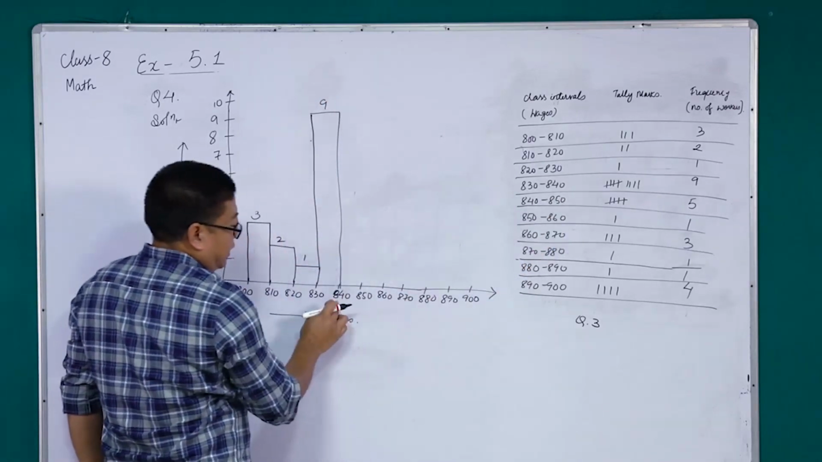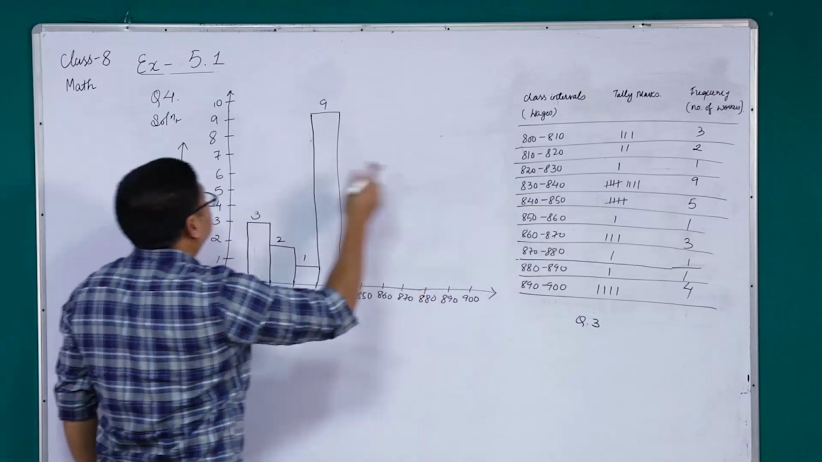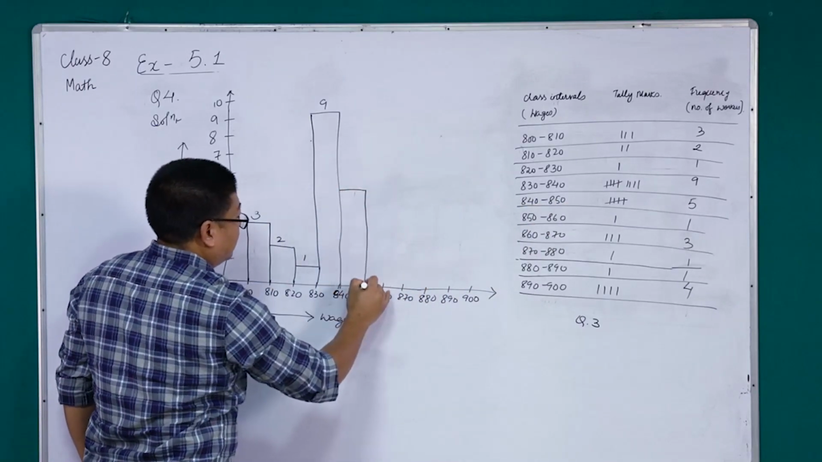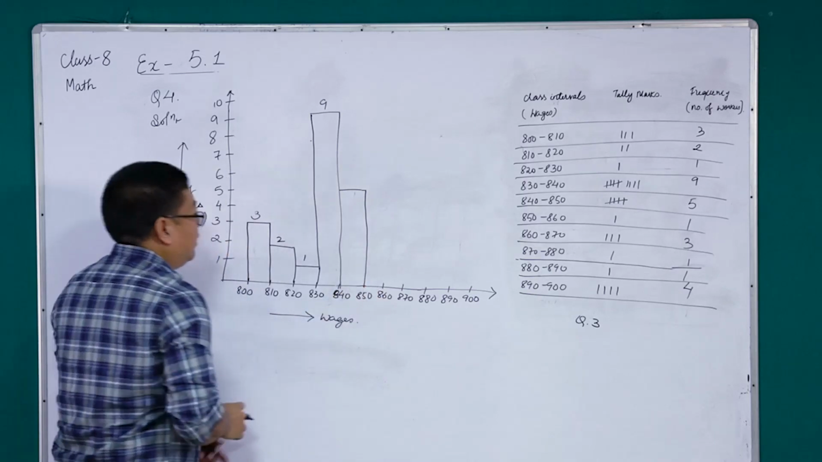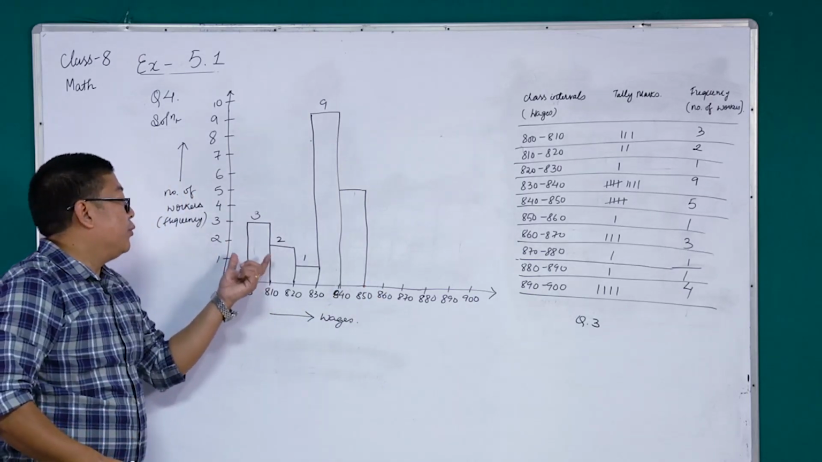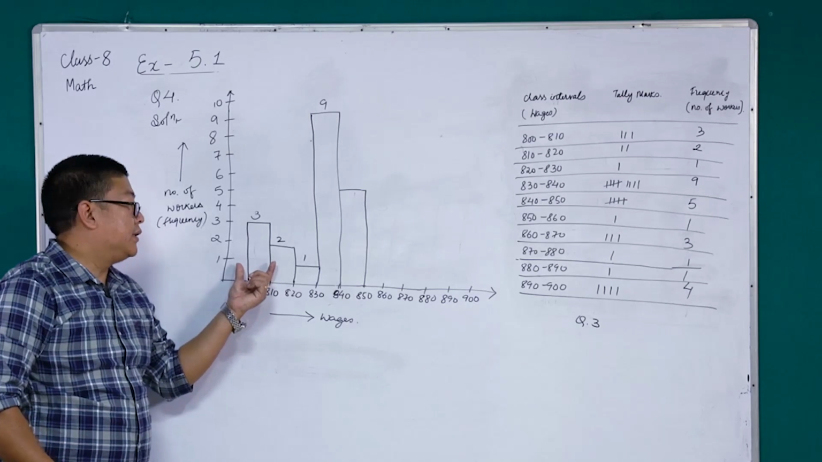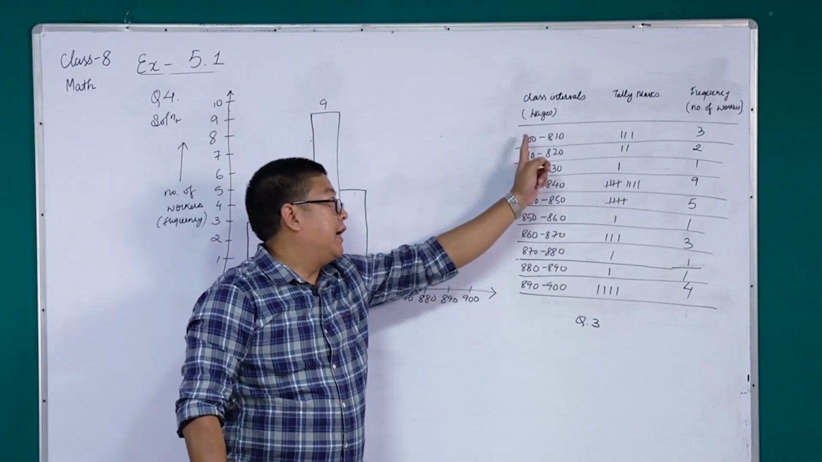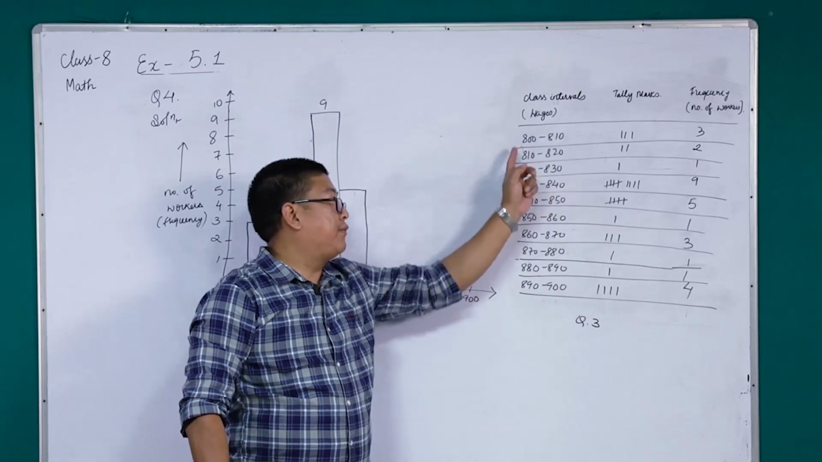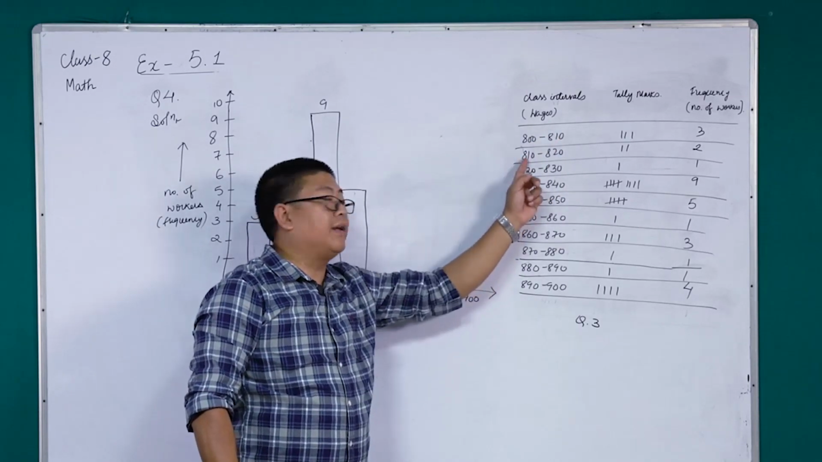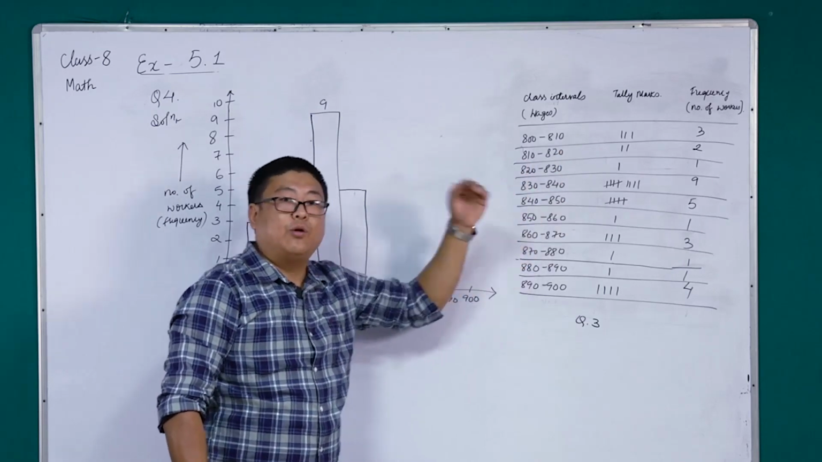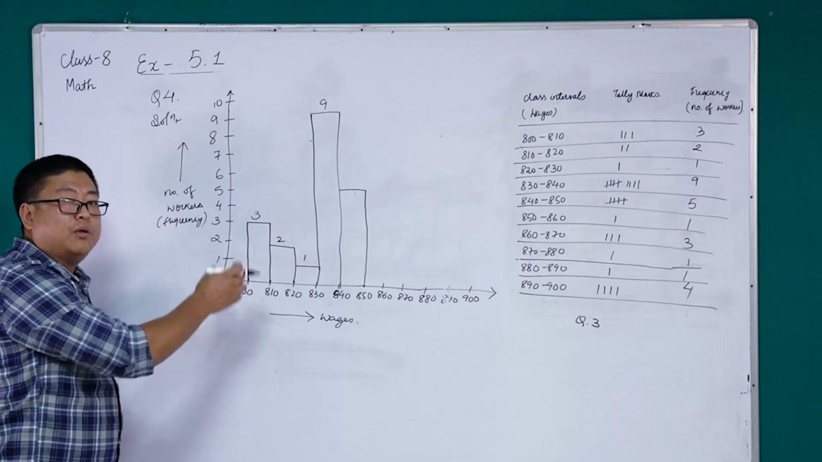840 to 850, it is 5. So your 5 will come somewhere around here. Now please mind that there are no gaps between the bars, because in the class interval there are no gaps. 800 to 810. Instead of 811, we're starting back from 810 again. Similarly, 820, 820, 830, 830. So there will be no gaps between the bars.